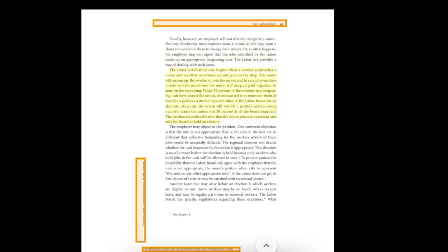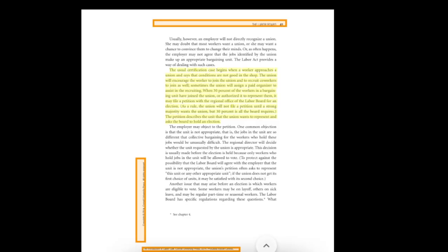The usual certification case begins when a worker approaches a union and says that conditions are not good in the shop. The union will encourage the worker to join the union and to recruit co-workers to join as well. Sometimes the union will assign a paid organizer to assist in the recruiting. When 30% of the workers in a bargaining unit have joined the union, or authorized it to represent them, it may file a petition with the regional office of the labor board for an election.